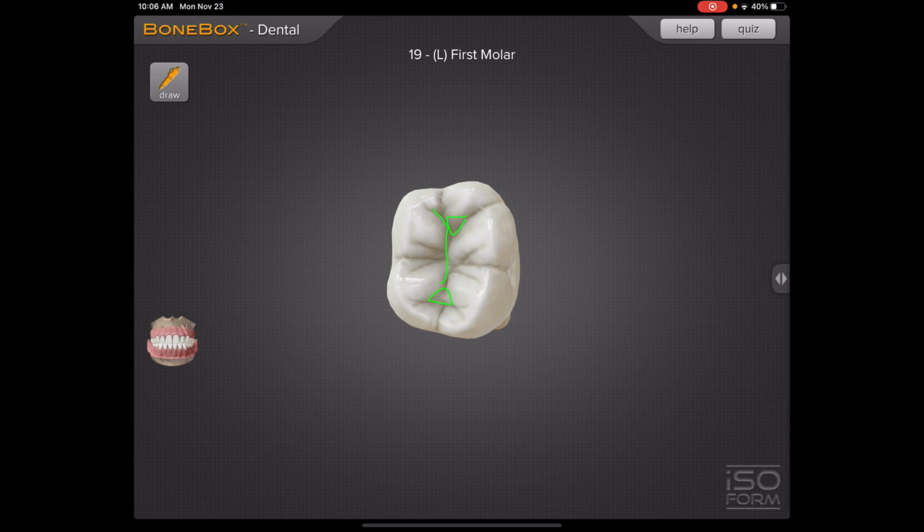Before they terminate, you have your triangular fossa. I'm sorry, I think I made a mistake there. This is my triangular fossa here for your distal surface.